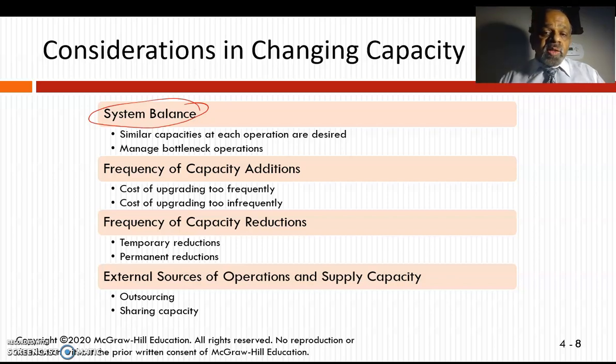There are other ways of changing capacity. One is cost of upgrading too frequently, cost of upgrading too infrequently. That is the frequency of capacity additions, or the same way with reductions as well. Or you can give it for outsourcing. You can share the capacity with someone else, your next door firm or your friend's firm. These are some of the things that you can do for changing capacity.